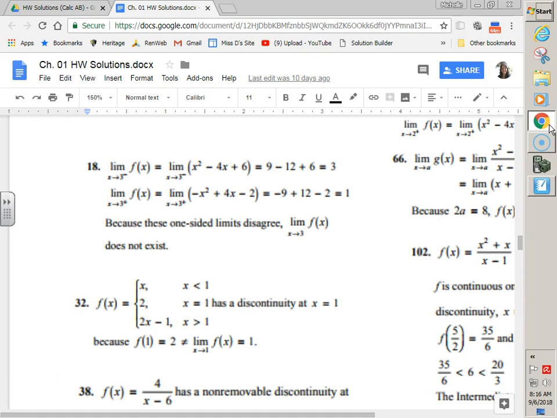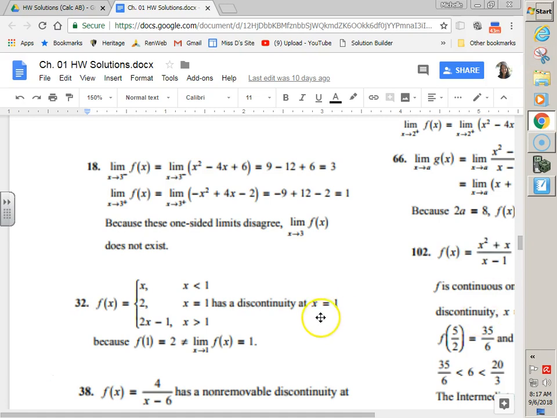The limit is 1, because those two agree. But is 1 equal to 2? That's why the function is discontinuous. It fails condition 3. The limit is 1 as you come from below and above, but the point is at 2. They're not the same. Number 38.